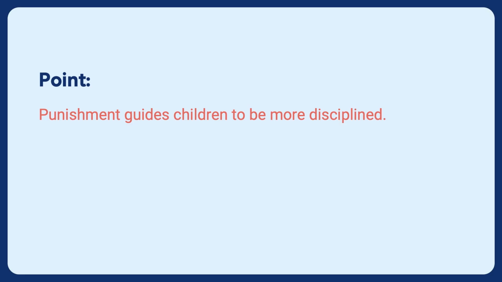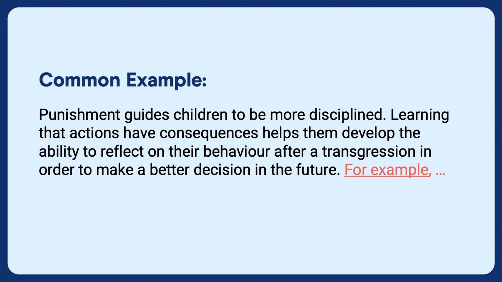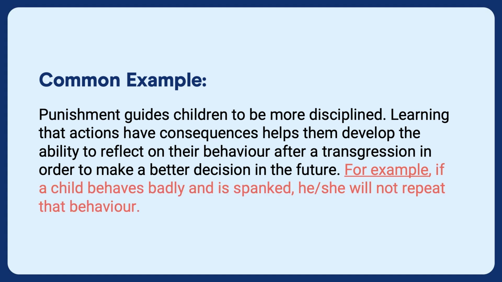So we start with our main point. Punishment guides children to be more disciplined. We explain our point. Learning that actions have consequences helps them develop the ability to reflect on their behavior after a transgression in order to make a better decision in the future. Then we introduce our example. For example, if a child behaves badly and is spanked, he or she will not repeat that behavior.